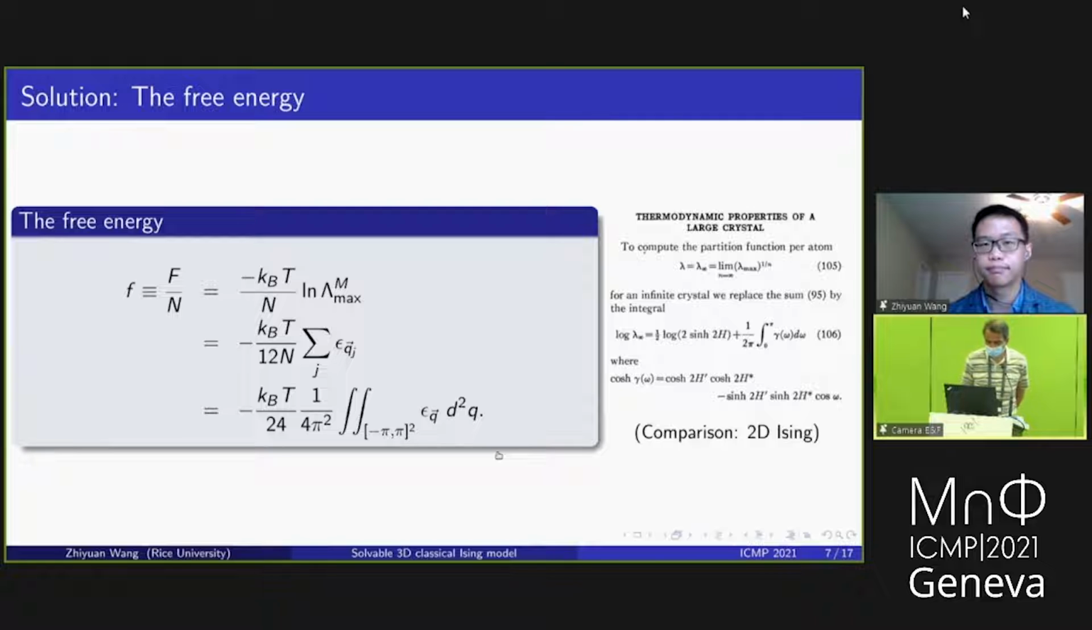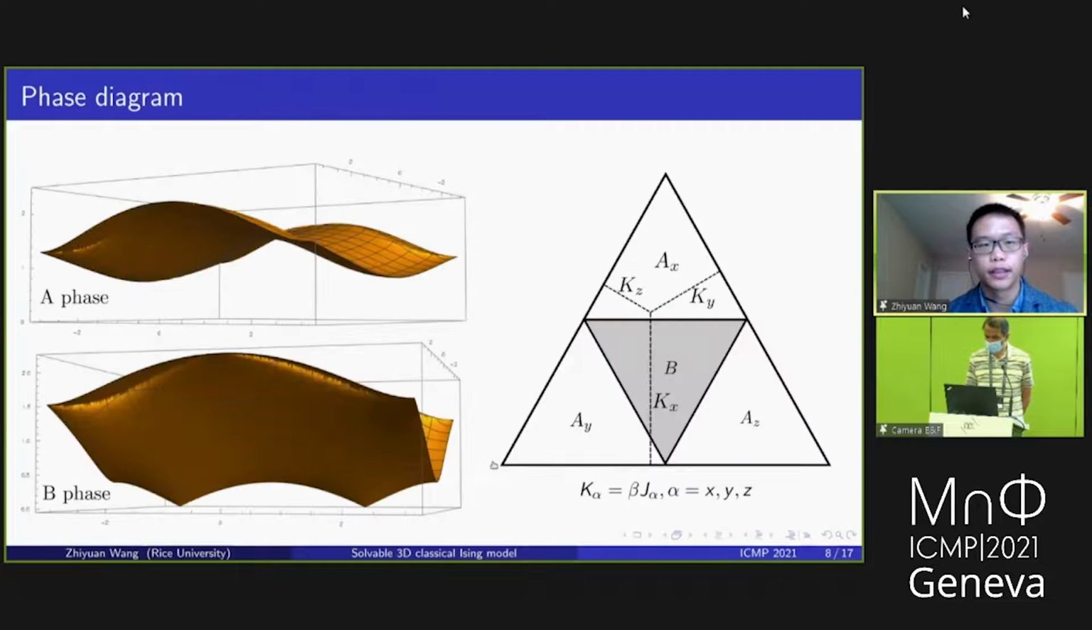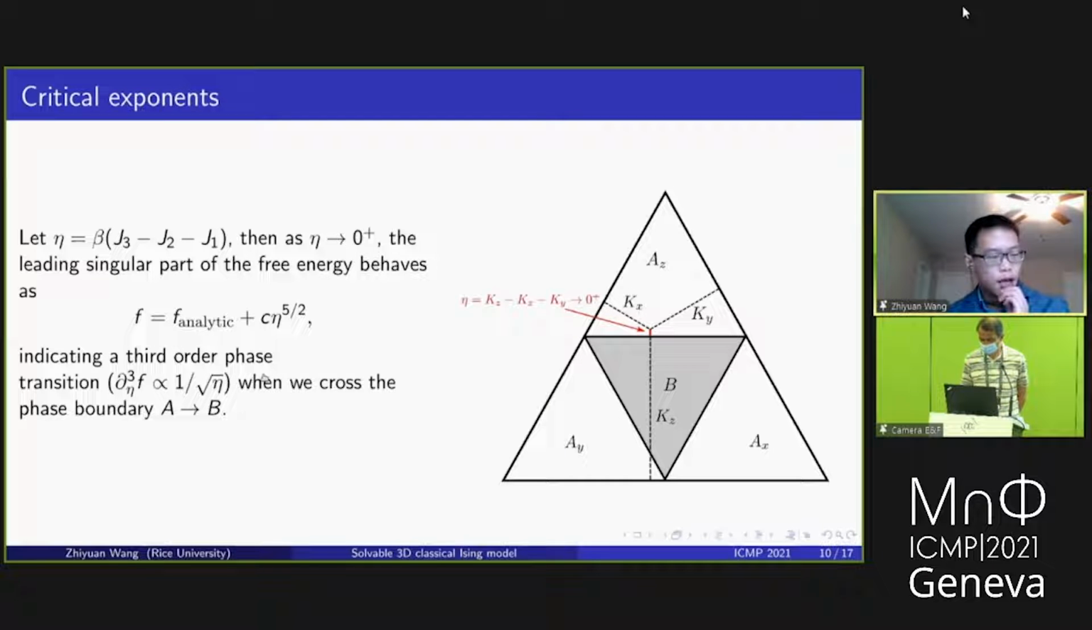So, is there a way to define magnetization, like in the Ising model, to characterize the first-order phase transition? Or no? Oh no, this is not a first-order phase transition. This is a third-order phase transition. But is there a notion of magnetization? We haven't computed the magnetization in this model. It's more difficult to compute in the exact solution.